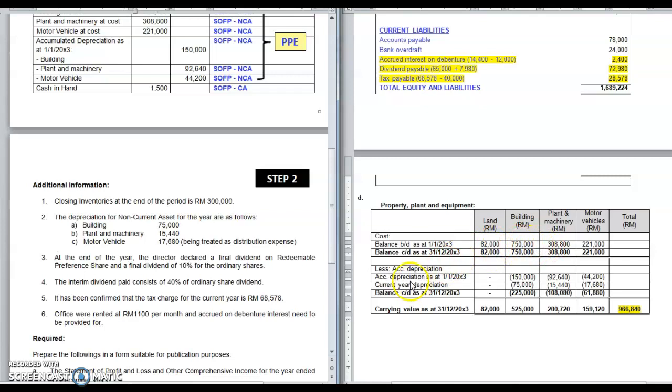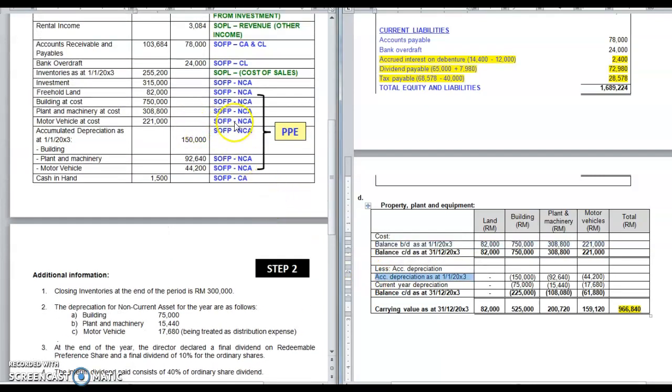Alright, next is to record the accumulated depreciation for the year. To get the accumulated depreciation for the year, you add up the opening balance of the accumulated depreciation with the current year depreciation. Similar to the opening balance of the assets, the opening balance of the accumulated depreciation is derived from the question.